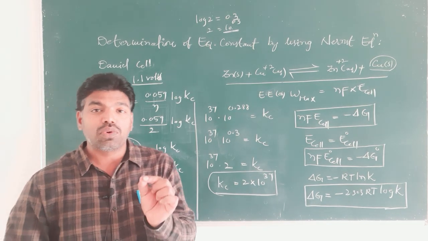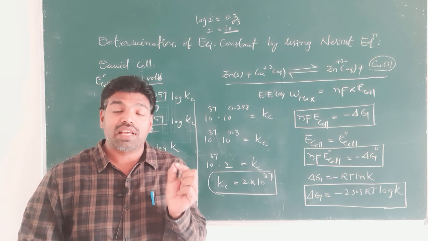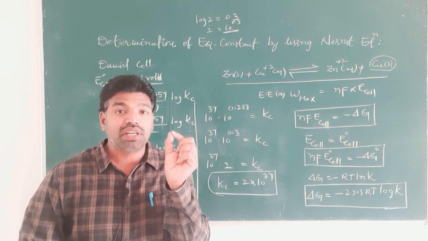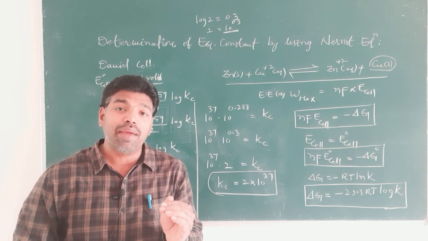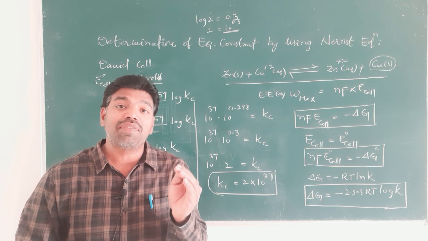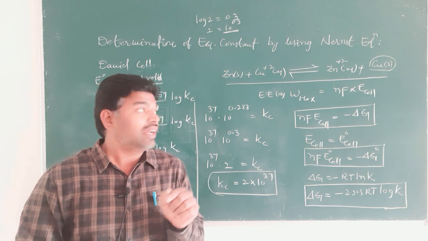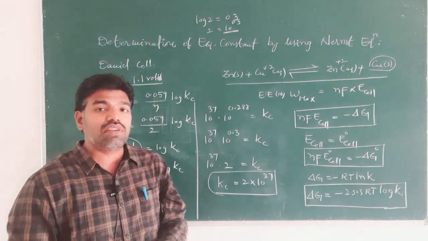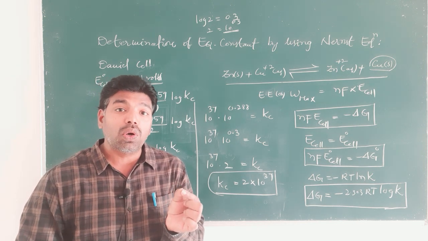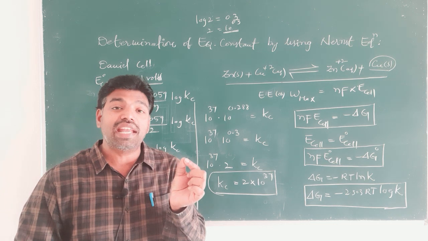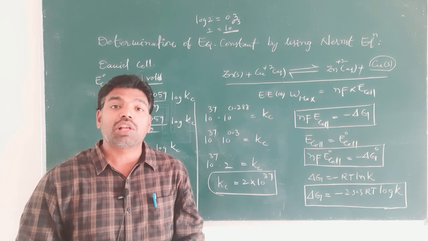So, let me conclude this lecture. In yesterday's class, for the EMF of the hydrogen electrode, we took E naught cell as 0, then we could calculate the EMF of the single electrode. But in this lecture, for the determination of equilibrium constant from the Nernst equation, we should know the E naught cell value, that is, the standard EMF of this cell should be known.